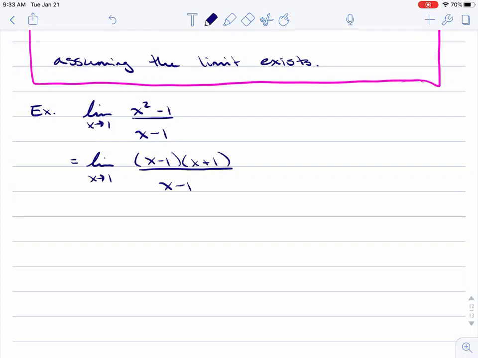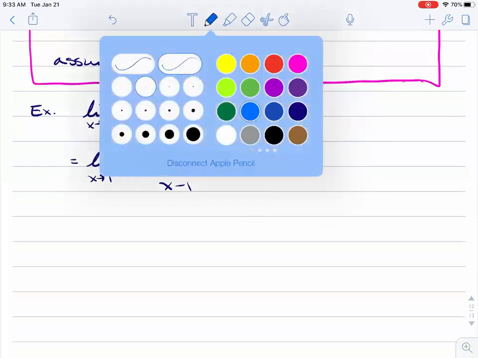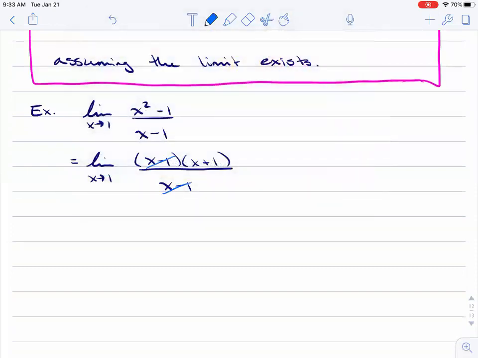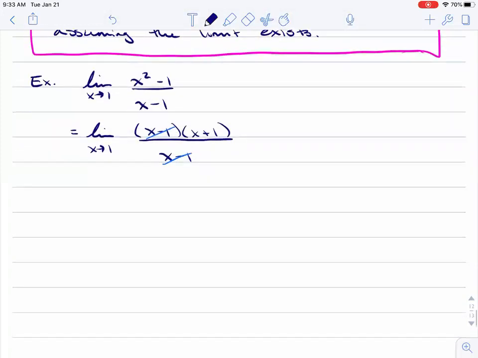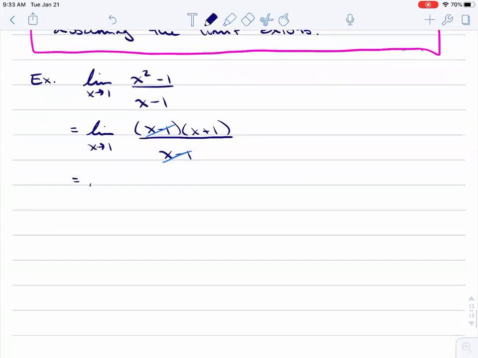Because I'm multiplying here, I'm allowed to cancel the x minus 1 with the x minus 1. So that's what I mean. We can conveniently get rid of the x minus 1 that's giving us grief. And now the limit as x approaches 1 is just going to be of x plus 1. All of a sudden, I can just plug in x equals 1 in here, and we're all good to go.